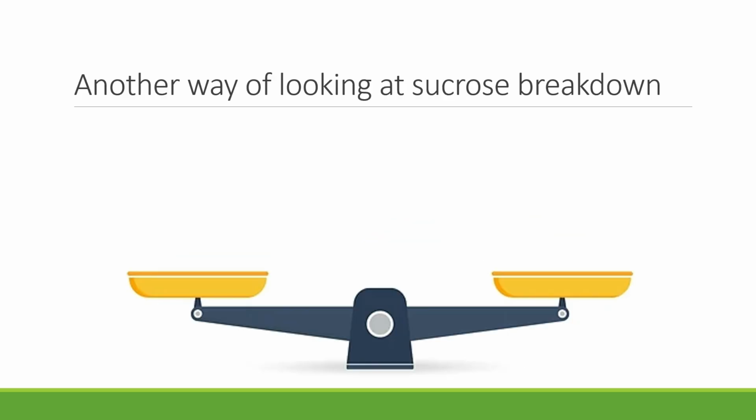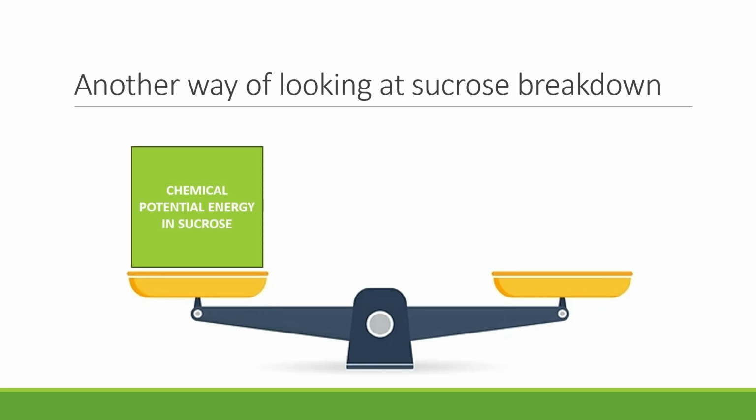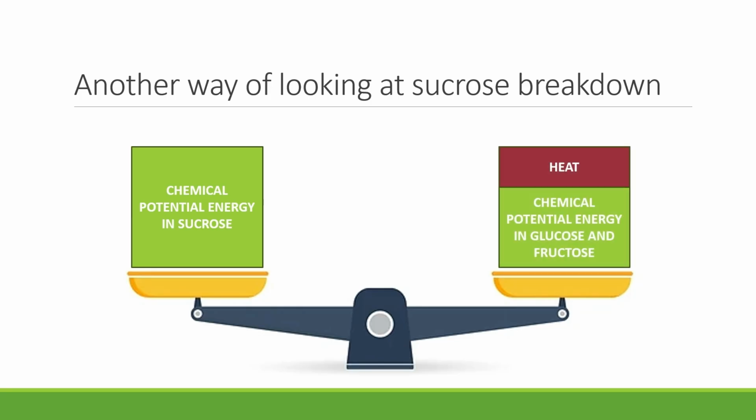Another way to look at this, if we want to draw again on our little scale that we used when we were talking about the first law of thermodynamics, is that we start off with a certain amount of chemical potential energy in a sucrose molecule. That's what this big green block represents. That's the amount of chemical potential energy found in a molecule of sucrose. And by the end of the chemical reaction, of its breakdown, you have two different types of energy. You have the chemical potential energy found in the building blocks, glucose and fructose. That's the smaller green block on the right-hand side, as well as some heat energy that was released, represented by the red block.